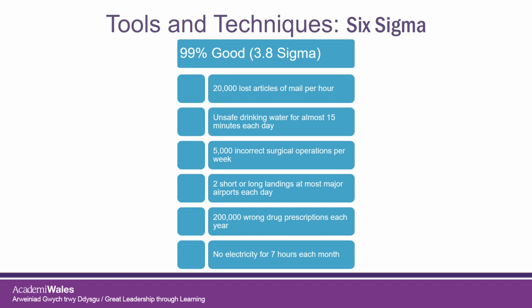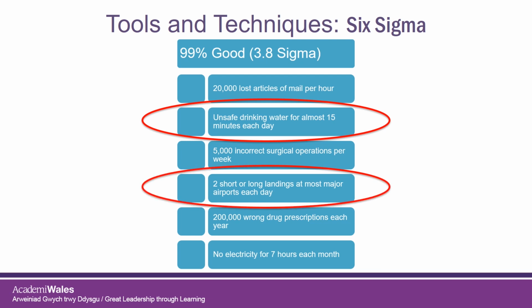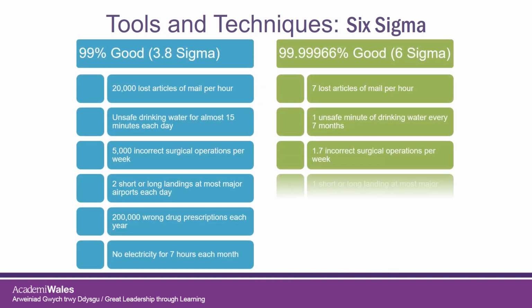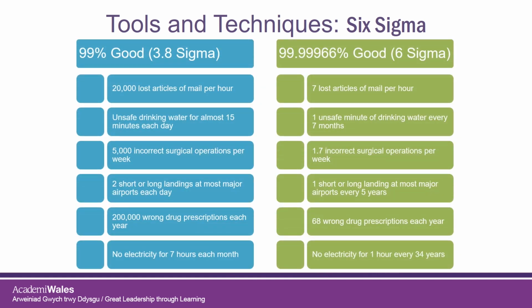Would you be happy drinking tap water? Or would you like to take a flight to a holiday destination? What about being without electricity for 7 hours a month? Now let's take a look at what those results would be like if we use Six Sigma. Looks pretty impressive now, doesn't it?